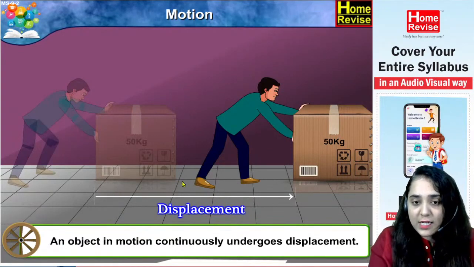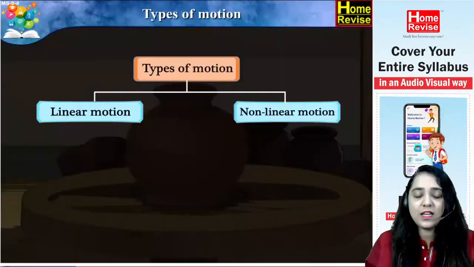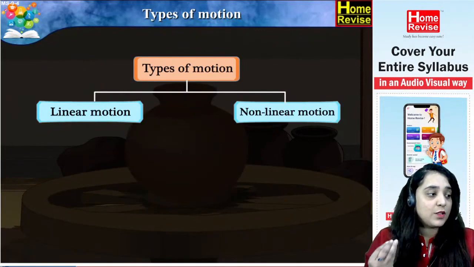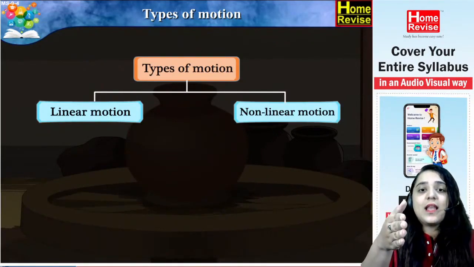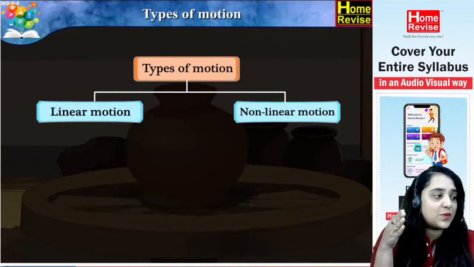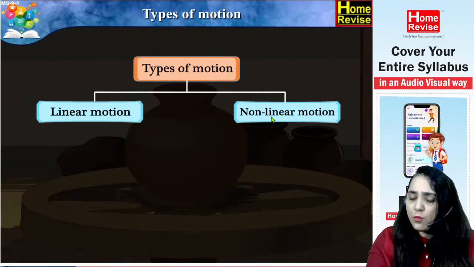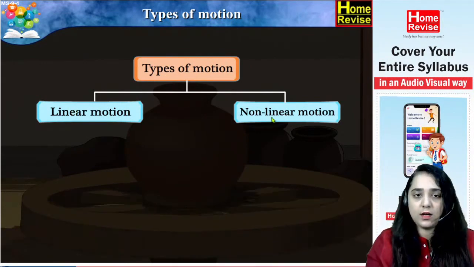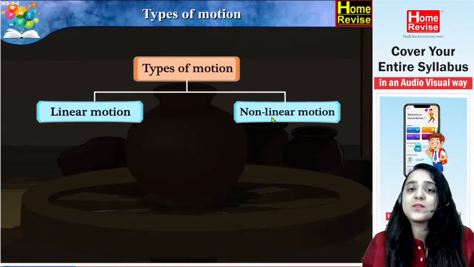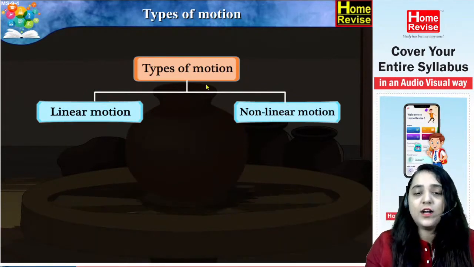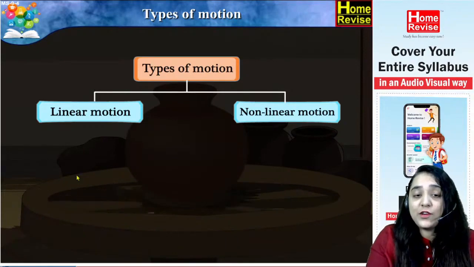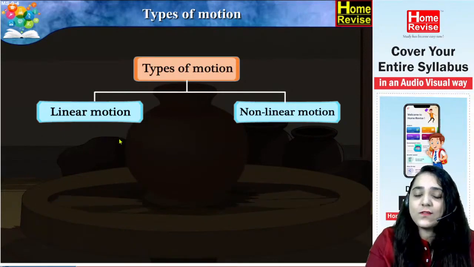So when the object is moving, tell me, what is a linear motion? Correct. The motion which is in a straight line is called a linear motion. And the motion which does not appear in a straight line is called a non-linear motion. Now let's understand the further classification, the subdivisions of linear motion.